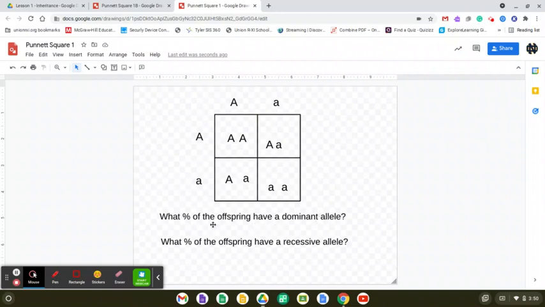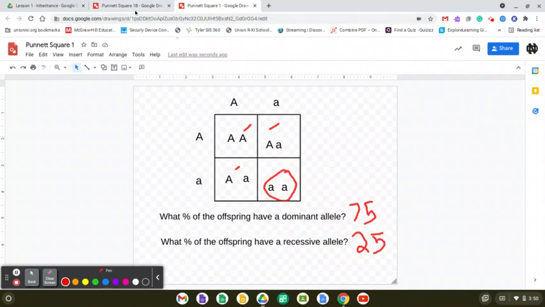So for this one, for the dominant allele, you have 1, 2, 3. So you actually have 3 separate boxes with the dominant allele. So that means that 75% are going to contain the dominant allele. And that means that this one alone does not have a dominant letter. So that means that 1 out of 4, or 25%, is going to be with the recessive.